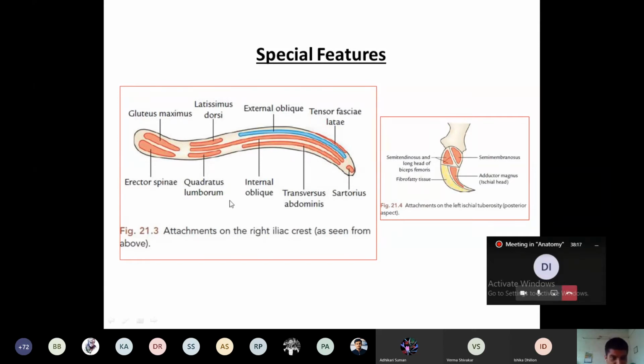Okay, and here in the diagram, you can see muscles which are attached to the iliac crest, which I have already explained. Again, you can read. I'll share.